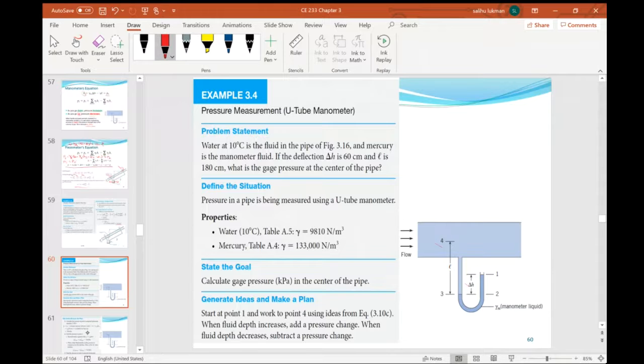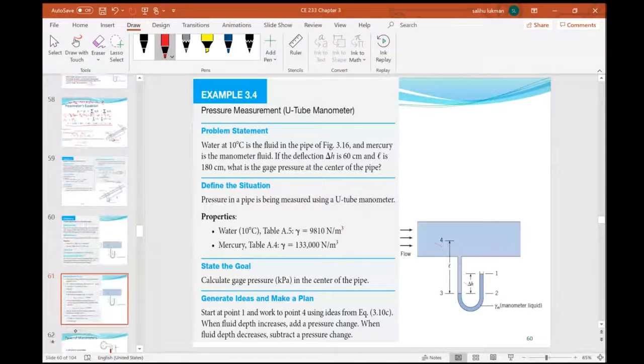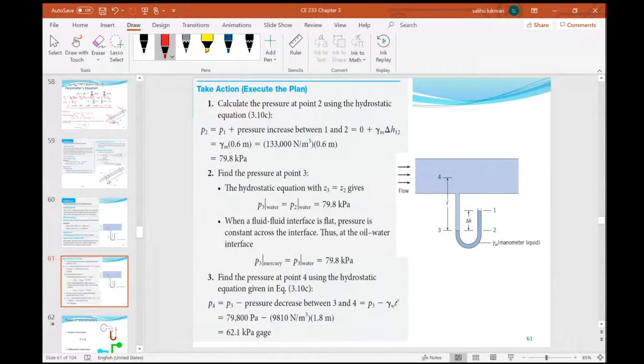Starting at point one and working to point four using the ideas we explained, the fluid depth increases. So P1 is atmospheric pressure, and the pressure increases between one and two. P1 is zero because it's atmospheric, and delta H is already provided as 60 centimeters, which is 0.6 meters. This is the density of mercury. So this is P2. Then we move to P3.